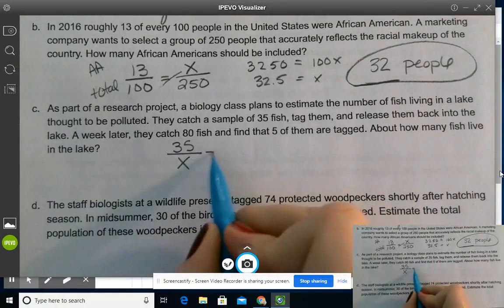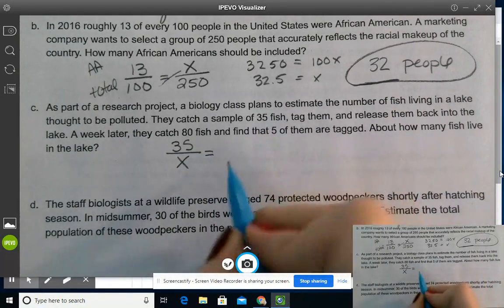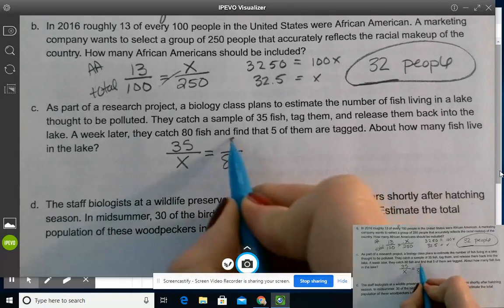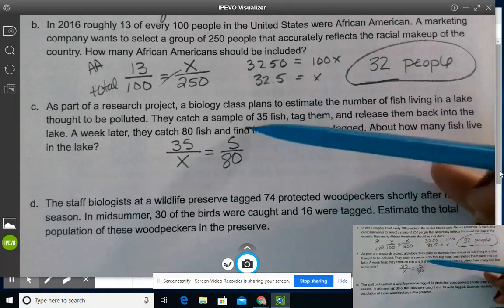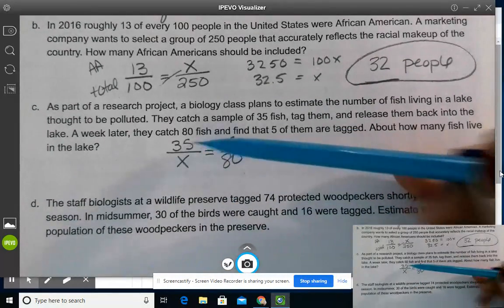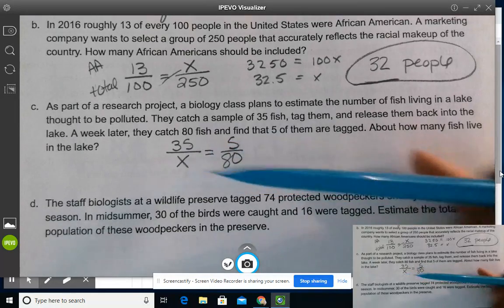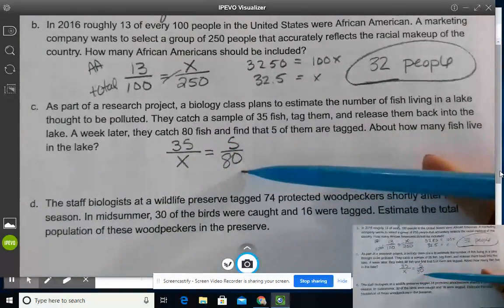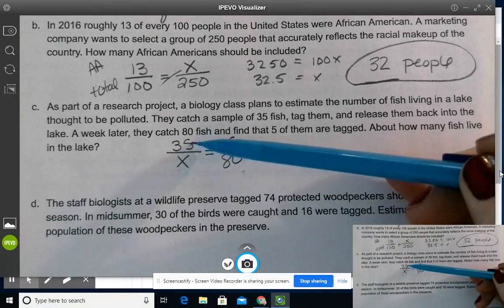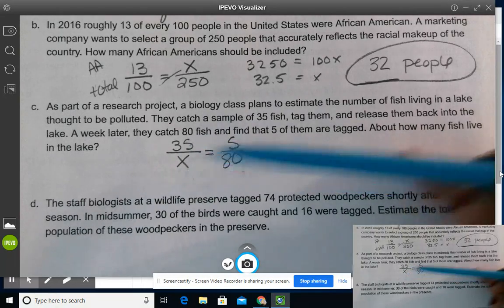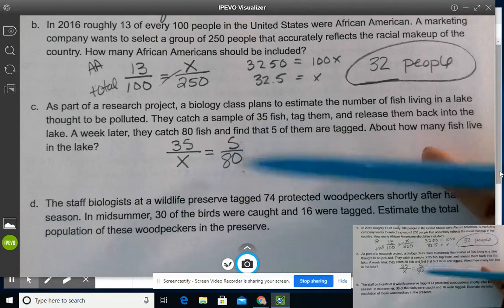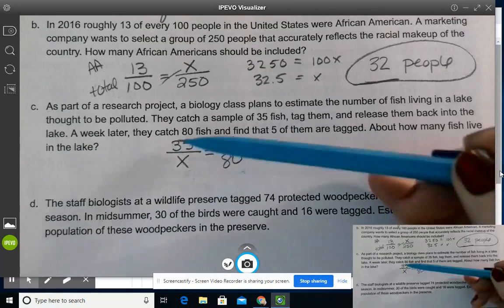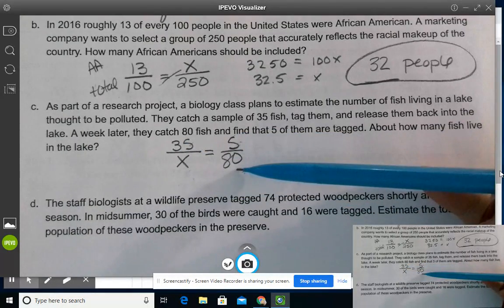So then what they're saying is later on, they caught 80 fish and only 5 of them were tagged. So using that proportion to where the number tagged is on top and the total amount that they're looking at is on the bottom. So 35 fish were tagged out of the total population. 5 fish that they caught were tagged out of the 80 that they caught. So this is how you would set up the proportion.